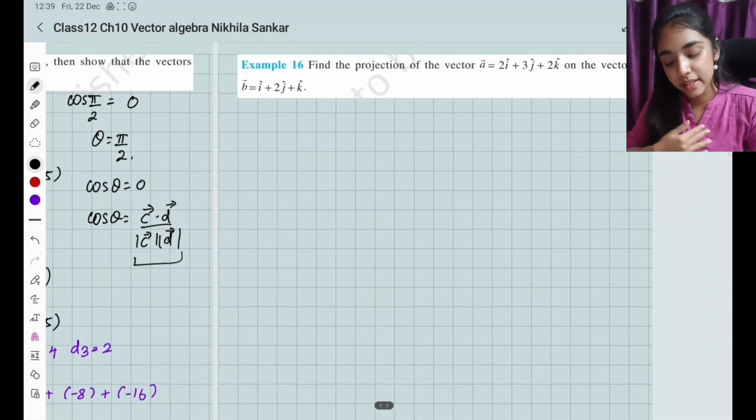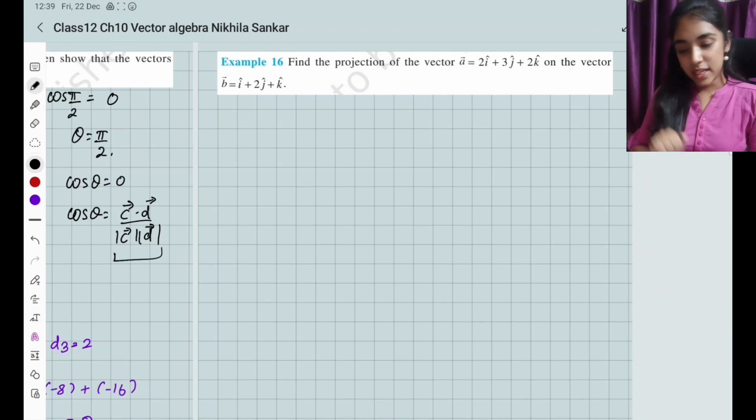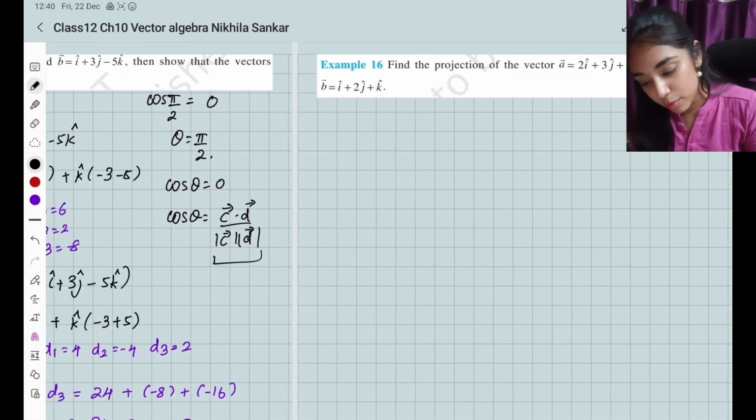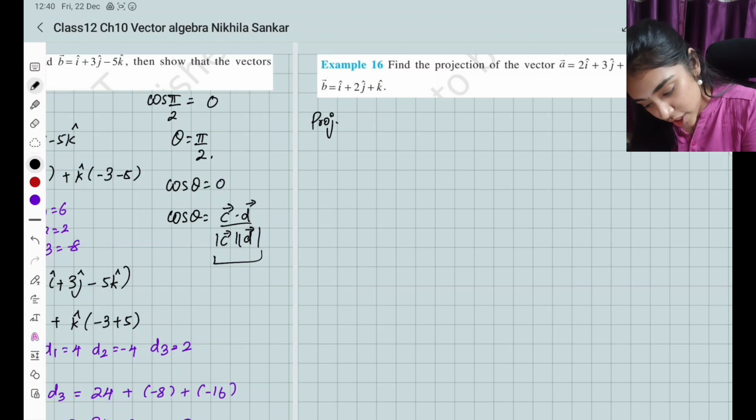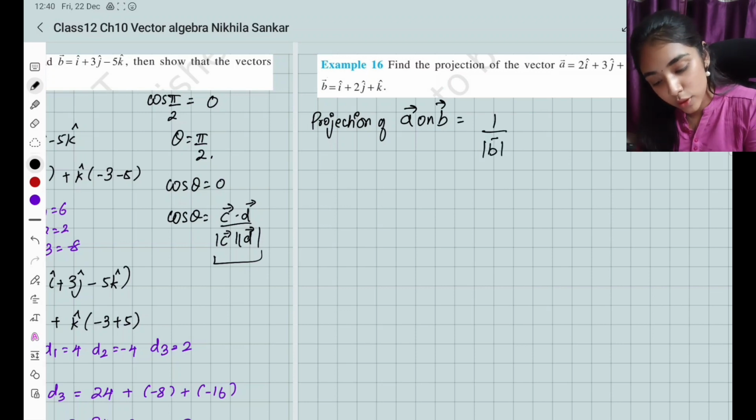Example 16. Find the projection of the vector A on the vector B. Okay? இப்போ இந்த ரெண்டு வெக்டருக்கும் projection நம்ம எப்படி கண்டுபிடிக்க போறோம்? I know that projection of A on B is going to be 1 by magnitude of B, on எதுவோ அதோட magnitude, times A dot B.